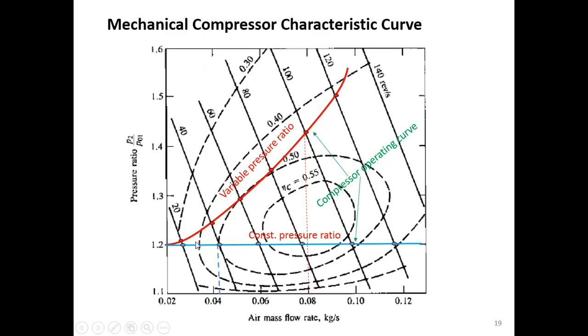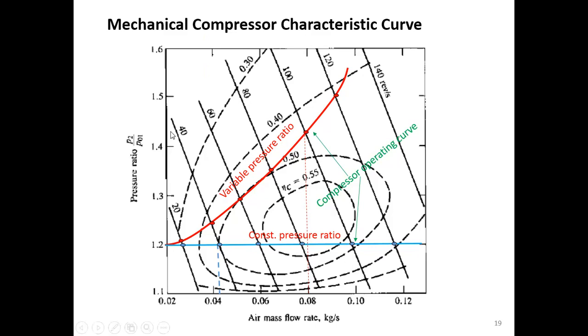And if you run the compressor along this blue line here, which is the line of constant pressure ratio, the efficiency of the compressor also changes with the mass flow rate and also the speed. You can run the compressor from low efficiency to high efficiency. And then if you increase the amount of flow, that means you have to increase the speed of the compressor, then the efficiency of the compressor will go down. Okay, so first the efficiency of the compressor goes up, and later on it goes down.